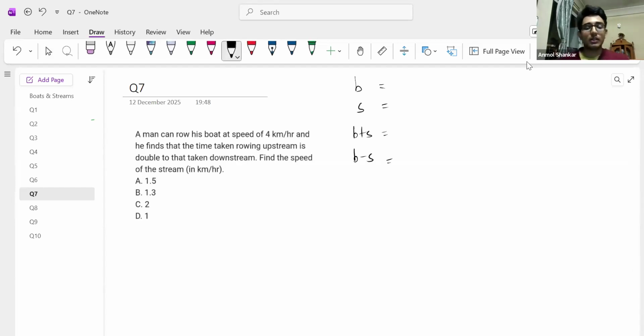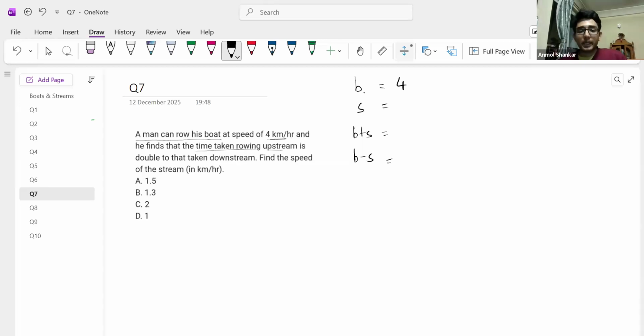From these 4 values... A man can row his boat means it is b, the speed of boat in still water. Usually that is how we denote b. Another way of saying is a person can row a boat. So this 4 km per hour is b. So b is equal to 4. And then they say the time taken rowing upstream is double to that taken downstream. So upstream time is double of downstream time.